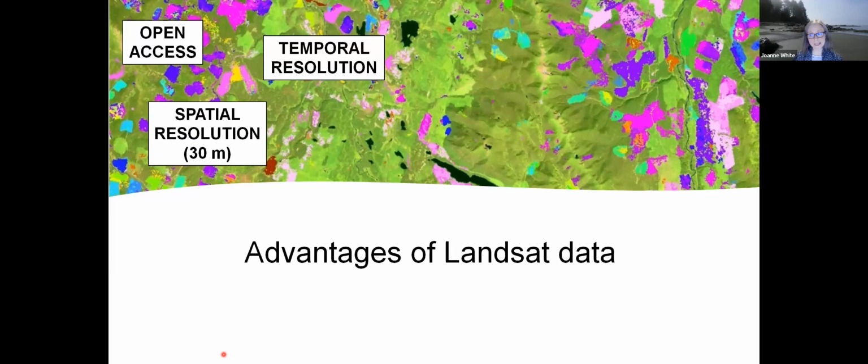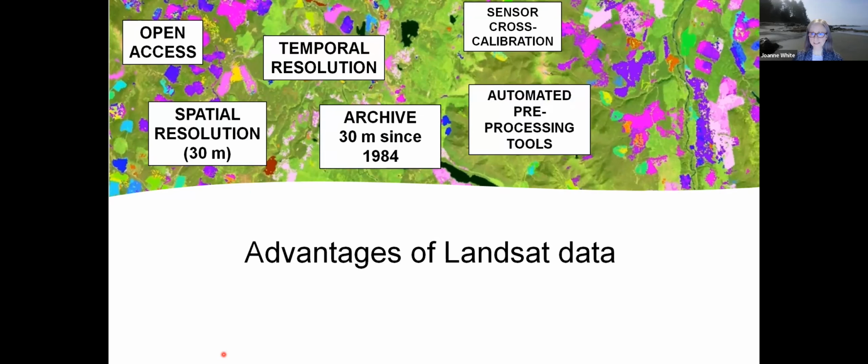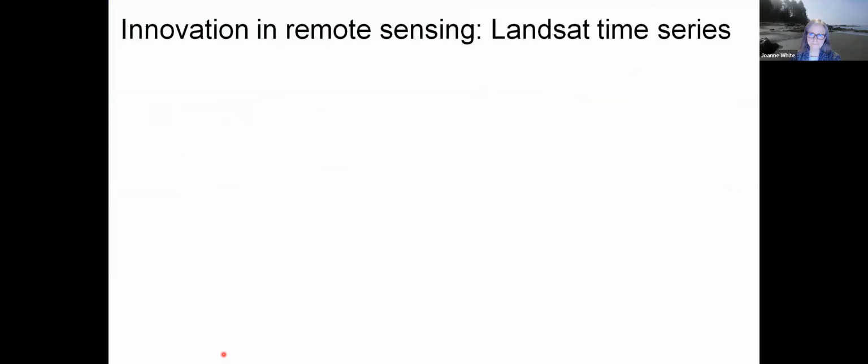It currently has an 8-day revisit, so the temporal resolution helps us ensure that we get a cloud-free observation within the growing season for our observation. Landsat has a carefully curated archive at 30 meters since 1984, so that gives us 40 years of data to work with. The Landsat program has invested heavily in sensor cross-calibration, ensuring the longer-term radiometric fidelity of the data. And there are lots of automated pre-processing tools and analysis-ready data products, including surface reflectance products that we can make use of.